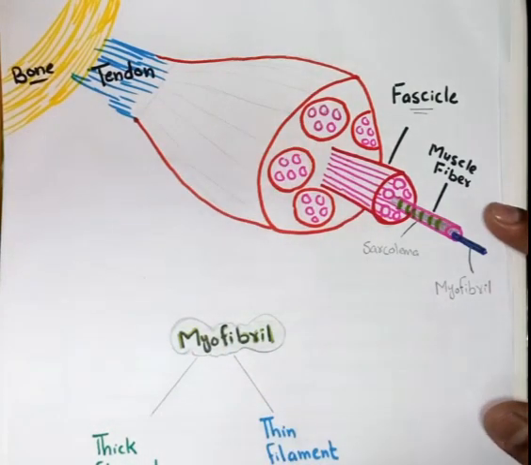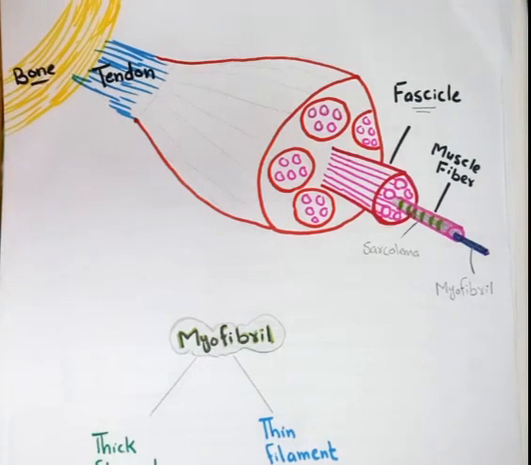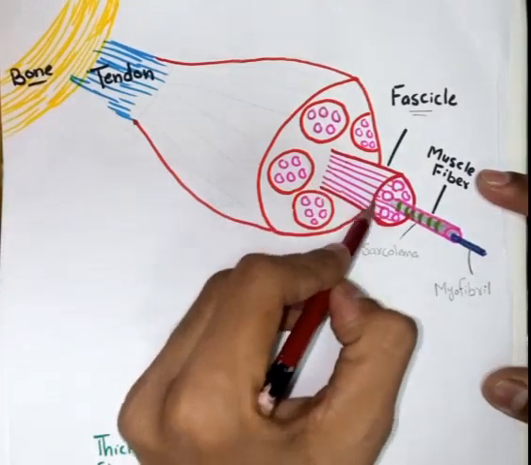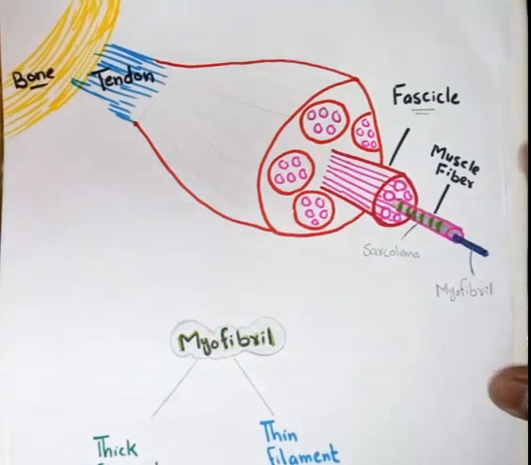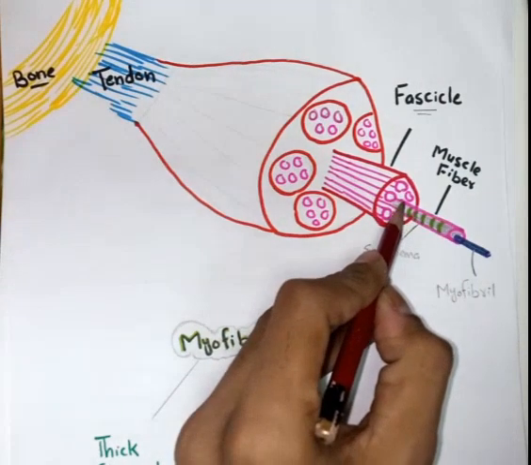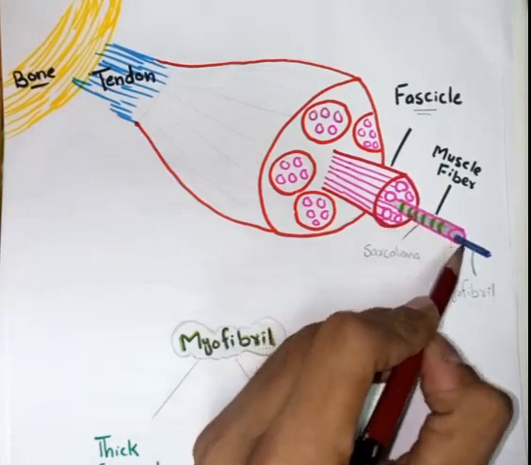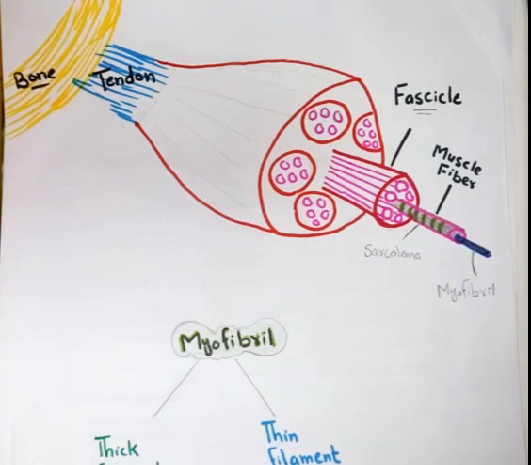It will have a cell membrane, mitochondria, and other organelles like endoplasmic reticulum, nucleus, and all other organelles will be present in this one muscle fiber. And here you can see one fascicle. It is made up of lots of muscle fibers, lots of muscle cells, you can say. And here I have elongated one of the muscle fibers.